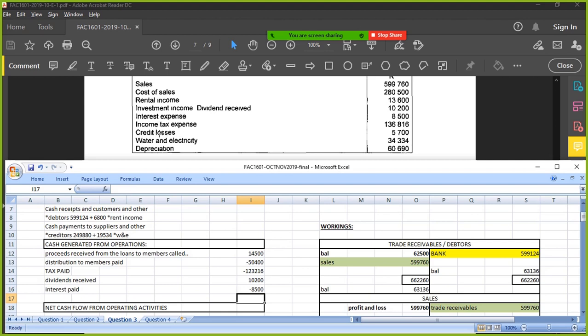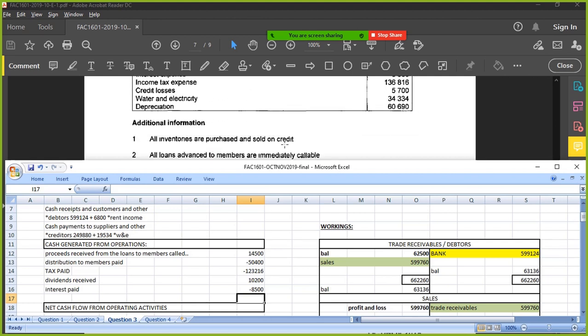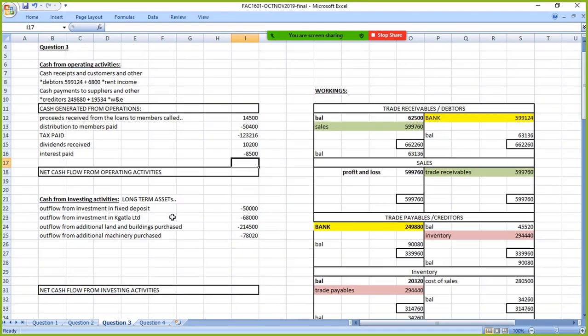Income tax I looked at. Credit losses I don't look at because it's a non-cash item. Water, electricity I have looked at. Depreciation is a non-cash item. That's it, the end.